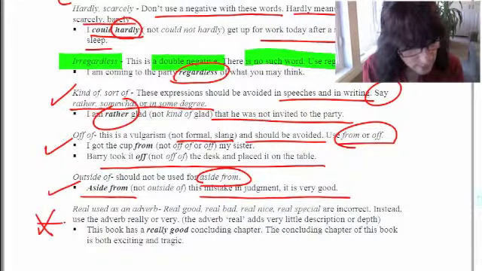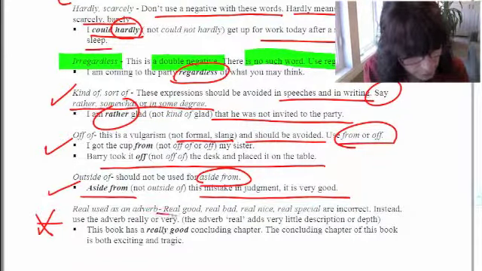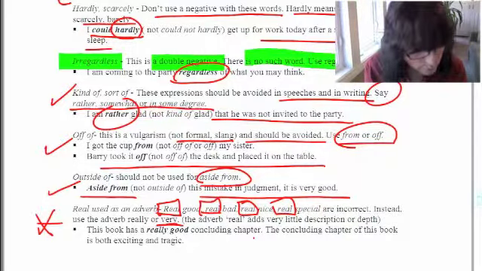Another one is real, which is used as an adverb. We frequently say, he did a real good job. This is real bad. You're a real nice person. Or this is real special. Wrong. Wrong, wrong, wrong. You need to use the adverb really. Really good, really bad, really nice, or really special. So instead, just use very, if you're not sure how to use the adverb properly.